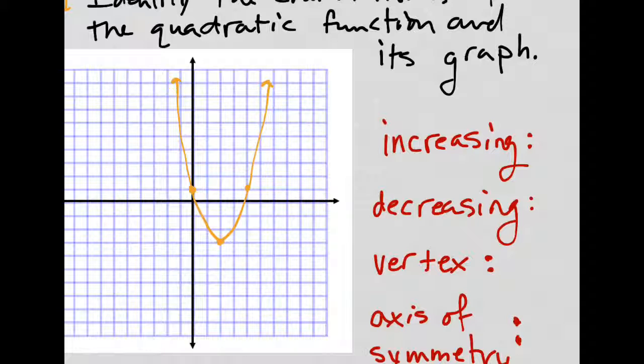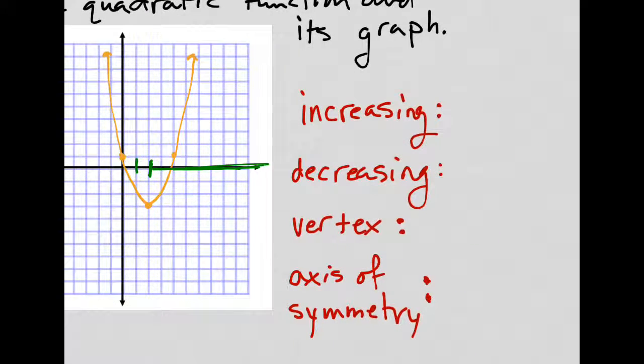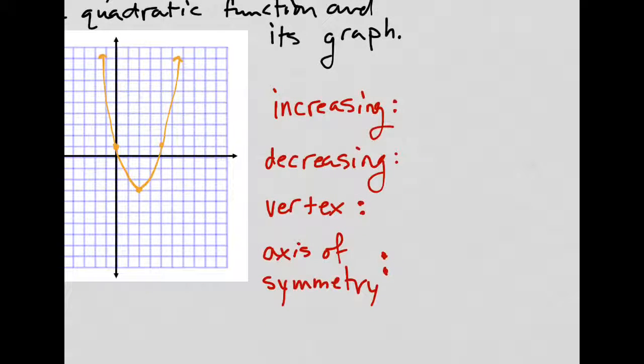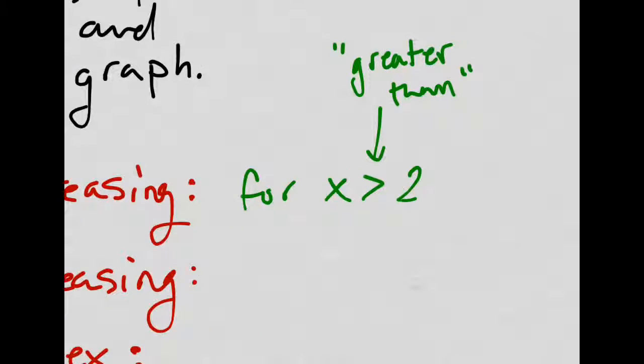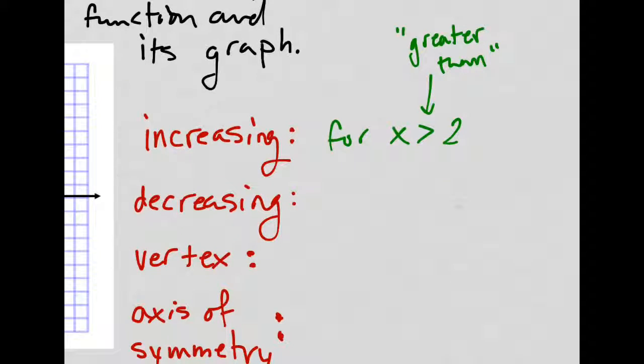So what are the x values? Well, this has an x value of 2. So from 2 onwards, my function is increasing. From 2 onwards, I just take the middle, and wherever it's going upwards, I continue on from there. So we're increasing for x greater than 2.